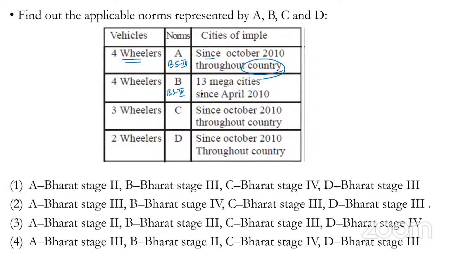B is Bharat Stage 4, which was implemented in 13 mega cities across India in April 2010. C is Bharat Stage 3. Sorry, Bharat Stage 2. This is also Bharat Stage 3, but this is only for three wheelers, whereas this is for four wheelers. D is also Bharat Stage 3, whereas this is for two wheelers. So the answer for this question should be the second one.